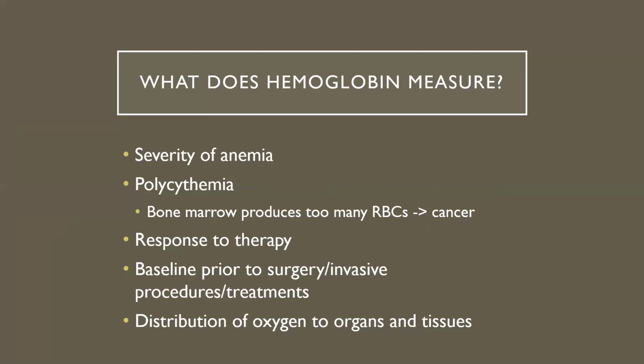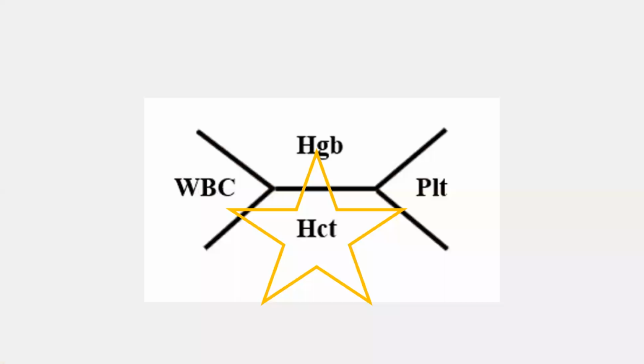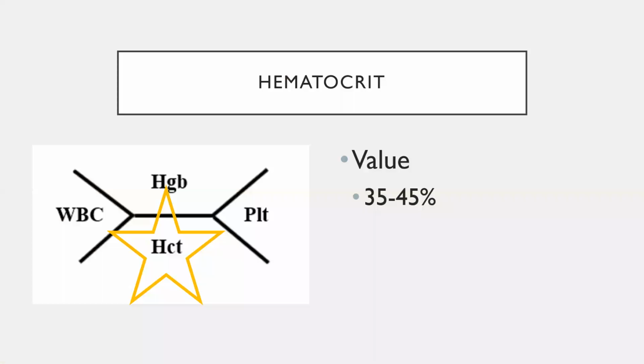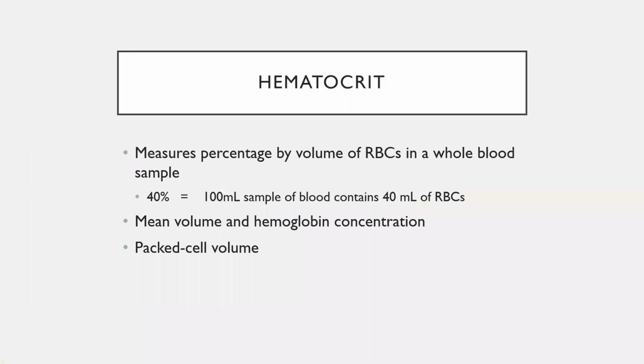We're going to look at hemoglobin to make sure that we know what the baseline is prior to any sort of surgeries or invasive treatments, and making sure that there is an appropriate amount of oxygen being distributed to our organs and tissues. We also remember that hematocrit goes hand in hand with hemoglobin, and the value is 35 to 45%. The percentage is the volume of red blood cells in a whole blood sample.